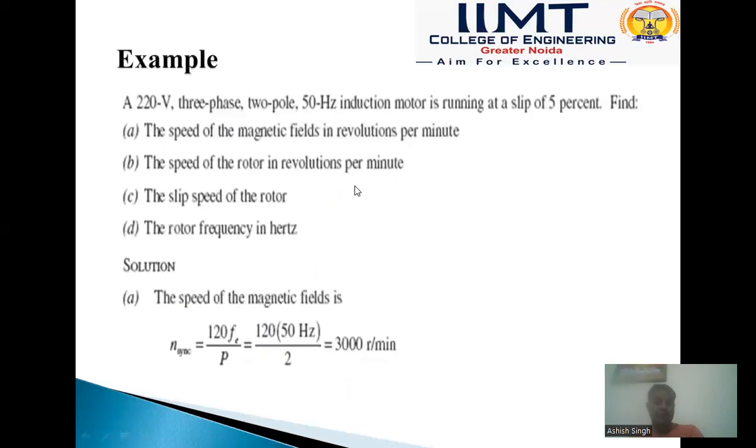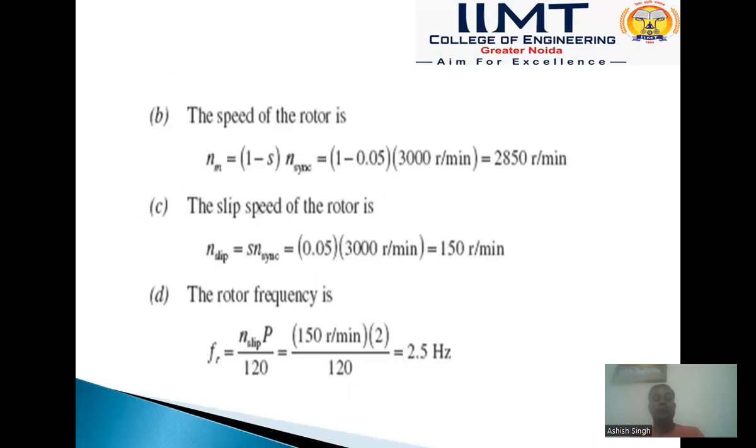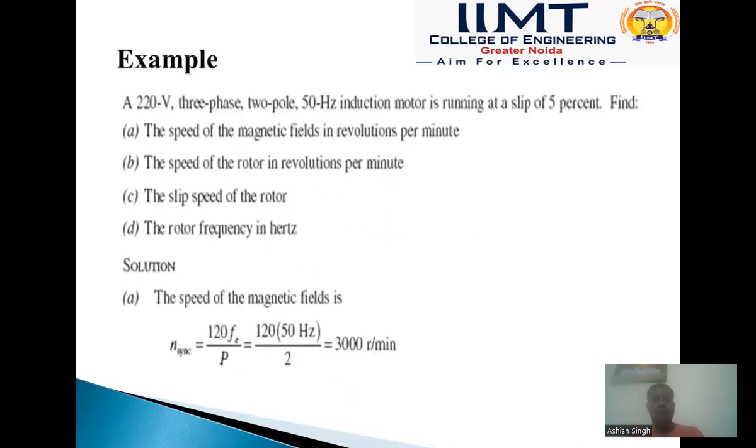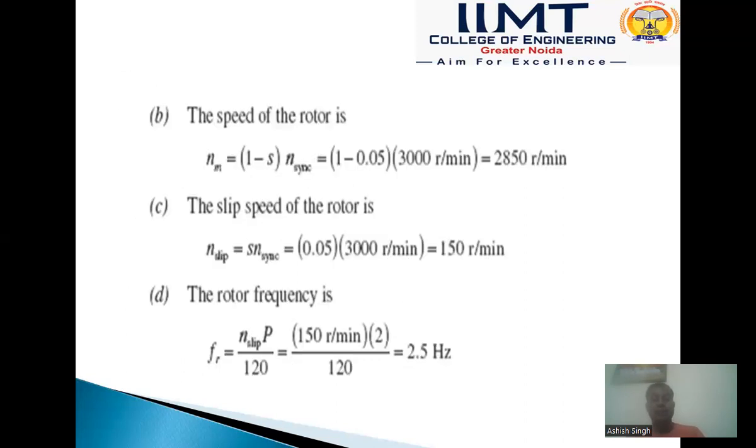Now, the third part, the slip speed of the rotor. We have to calculate the slip speed. We have the value of Ns, that is 3000 rpm, and the value of Nm, that is 2850 rpm. As we know, the formula for slip speed is Ns minus Nm. After putting the values, we get 150 revolution per minute.